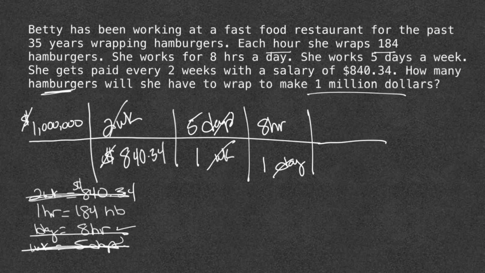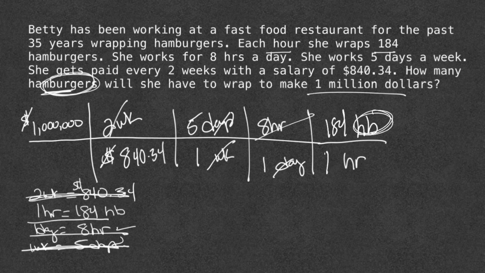So we're going to bring hours down. Look at that last conversion factor, 1 hour, 184 hamburgers. I'm wanting to know how many hamburgers. Here I am at hamburgers. Let me cancel out my hours. I am ready to put this in the calculator.